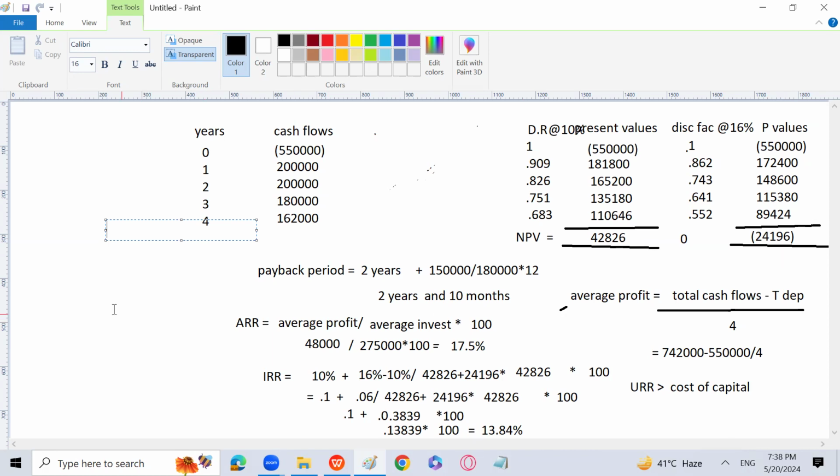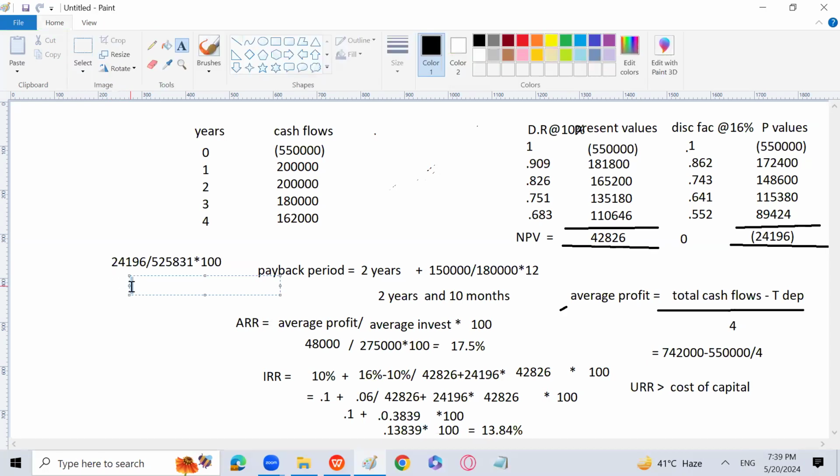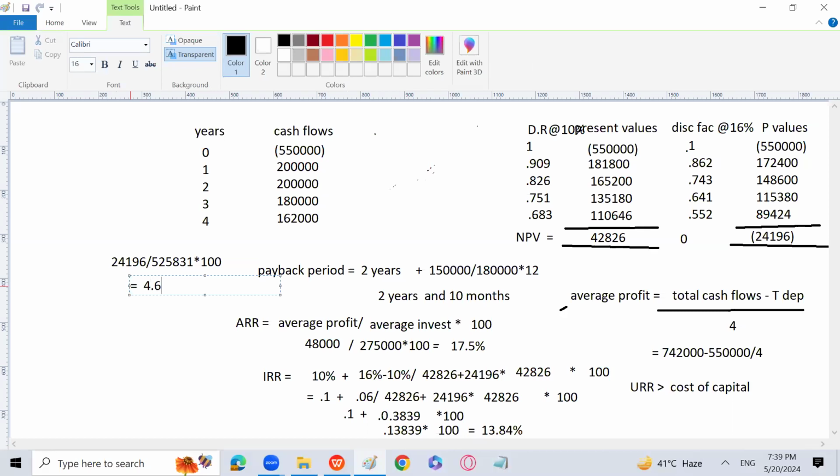It means we have to increase our cash inflows to that extent that this 24196 negative will become zero automatically. So you have to add up all the cash inflows: 1724000, 1486000, 115380, 89424. You have to see how much we are in negative, how much cash we are getting right now. 5,50,000 minus 24196 is 525831. So 24196 I have to cover, and currently I'm getting 525831. Multiply by 100, you will get the answer, that is 4.6%.